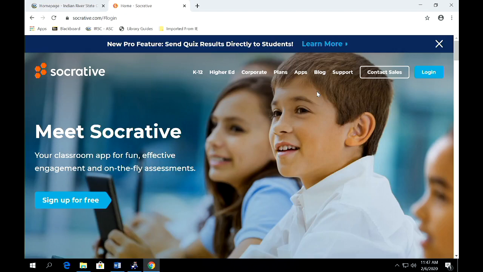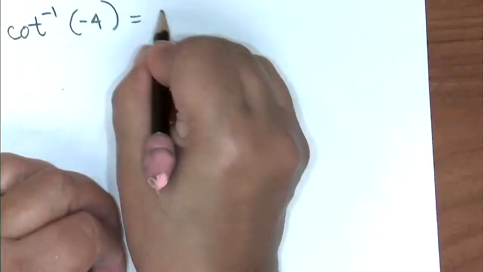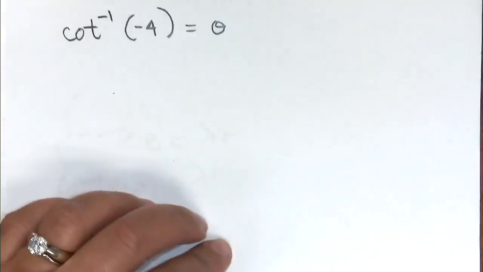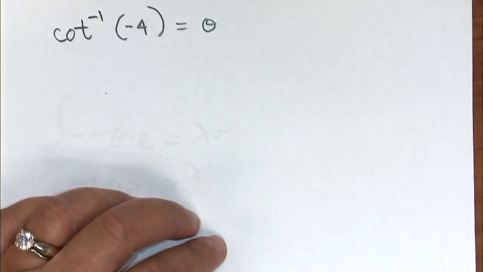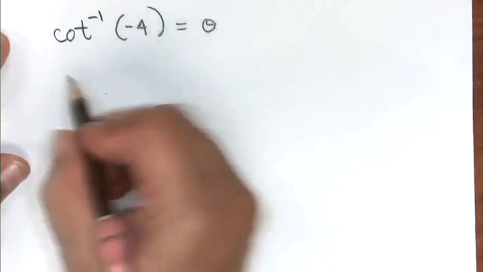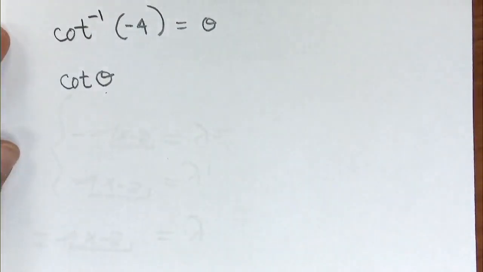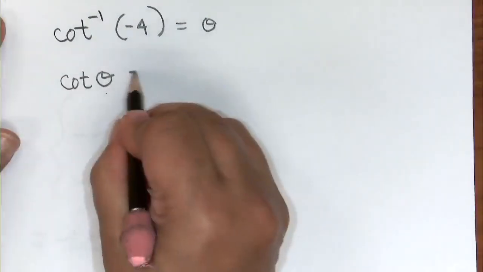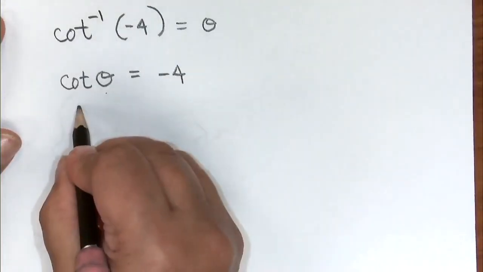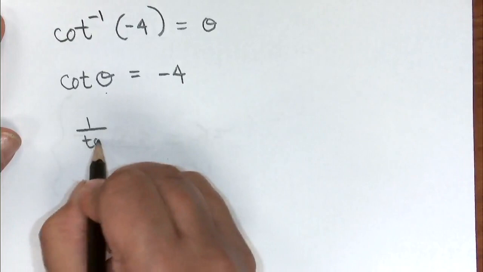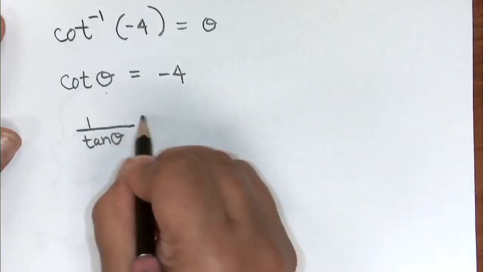This is not easy. Okay, here's the long way and the short way. If you want to rewrite this, it's cotan of theta equal to -4. Rewrite this: cotan's the same thing as 1 over tan. This is the long way where you show all the steps. I don't know which way you prefer.